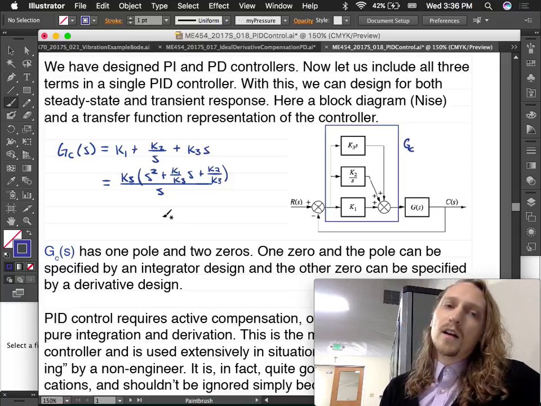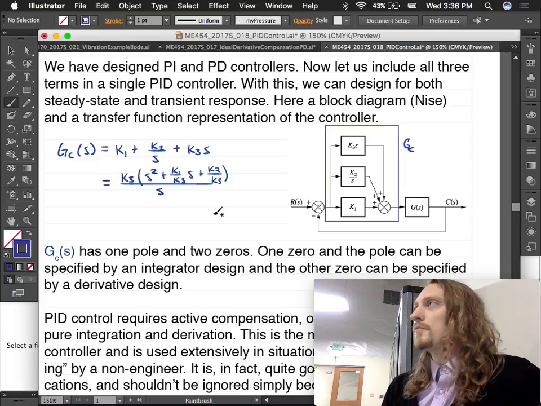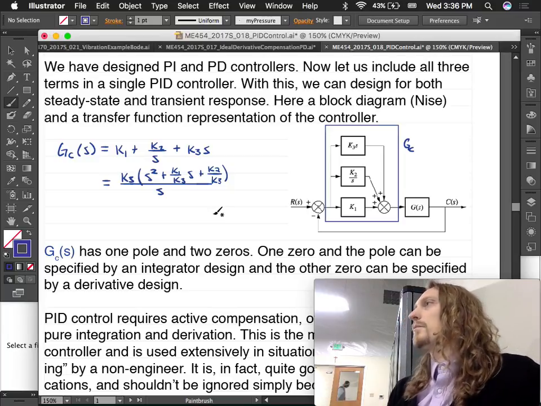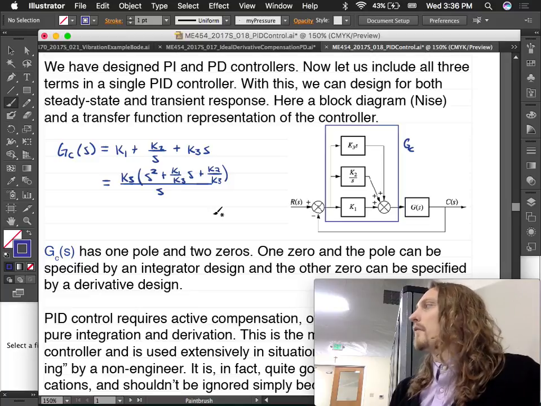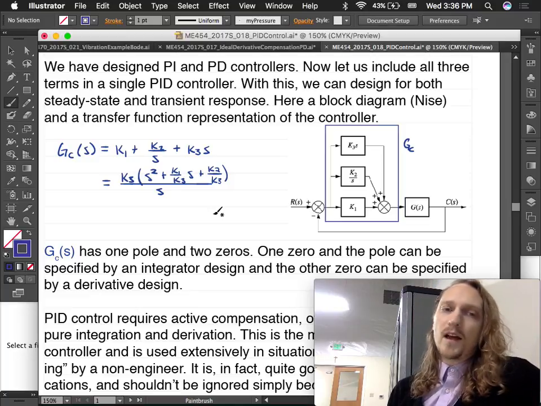Is there a reason you pulled out K3? Not necessarily. It's kind of standard to write second order transfer functions with the coefficient of the squared s term as unity, as one. So, yeah, not necessarily.